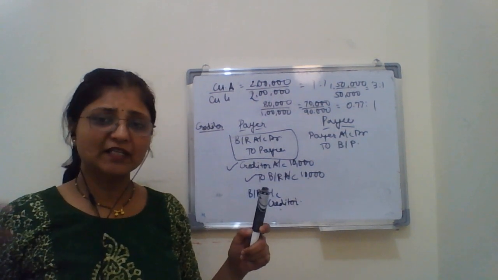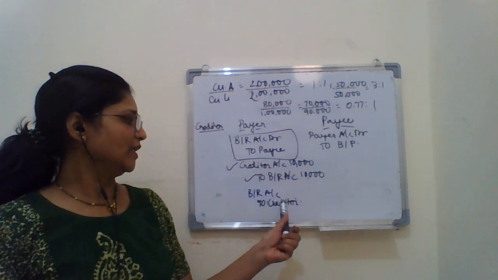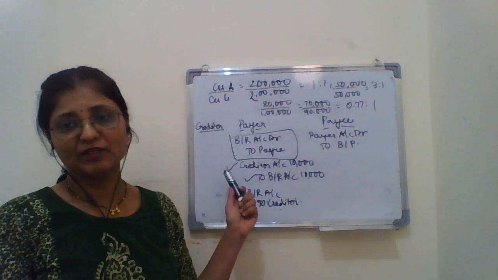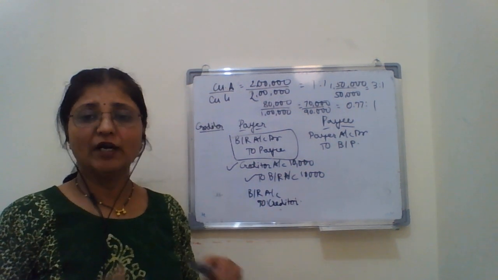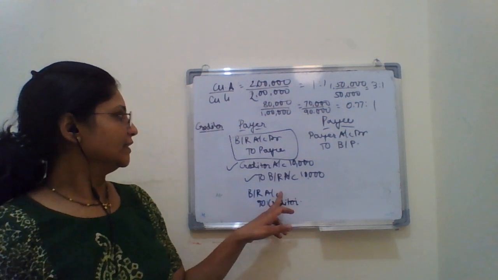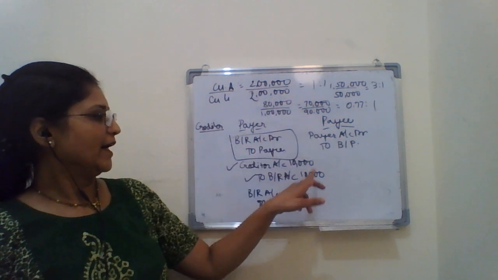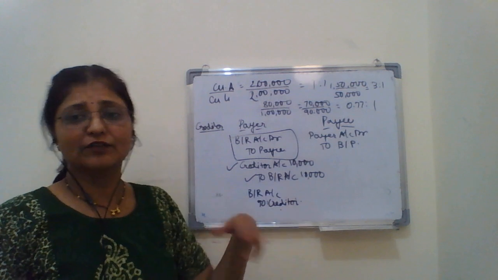So again the same thing has happened. Creditors will increase and bills receivable will also increase. So in this case also the ratio will not change because bills receivable is increasing. If it is 2 lakh is to 2 lakh and it is 10,000, so 2 lakh 10,000 by 2 lakh 10,000, it will be same.